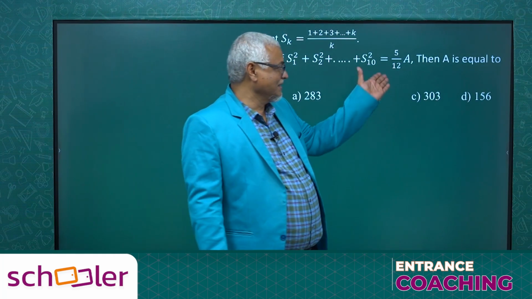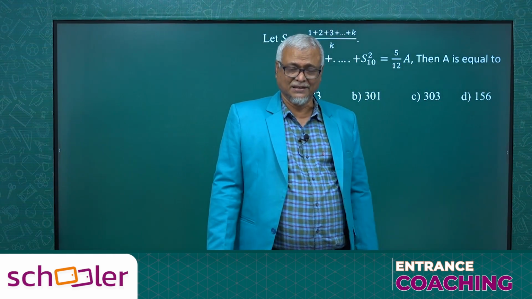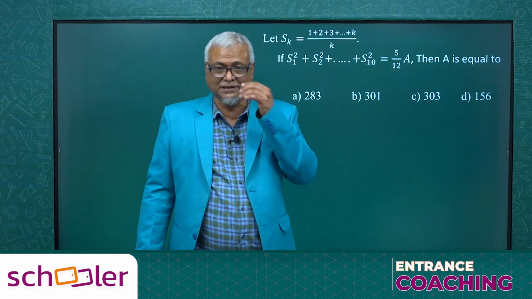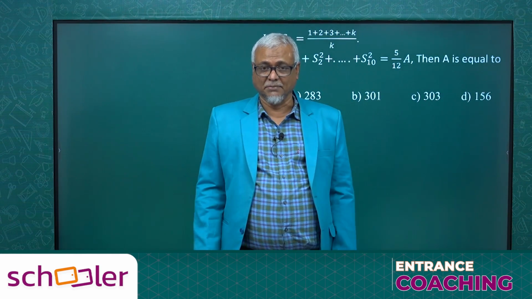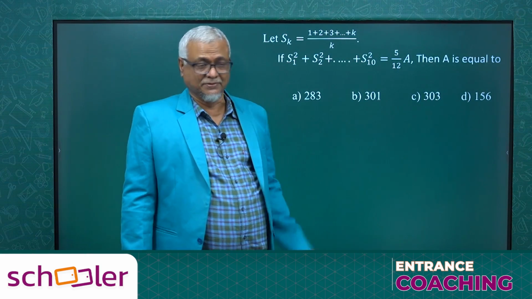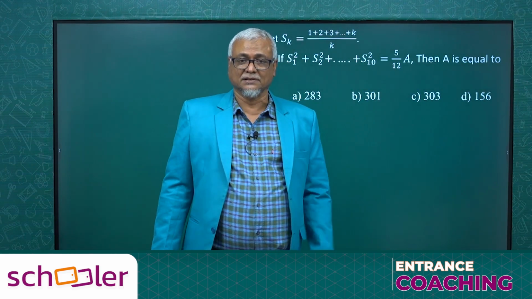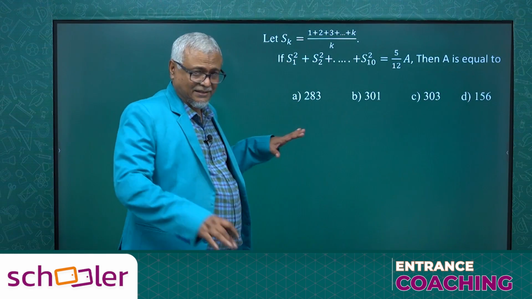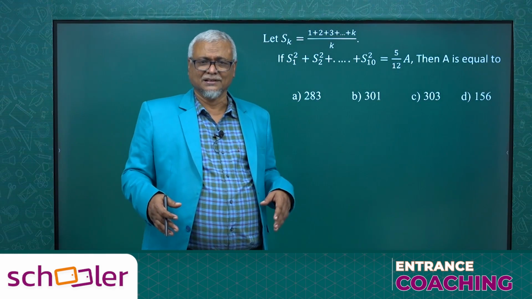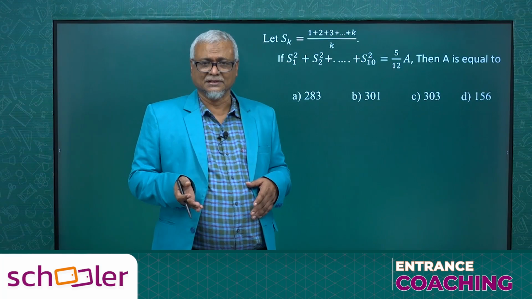Okay, no easiness by giving 5 by 12 a. Maybe 5 by 12 is a factor of the sum. Okay, we can check. Maybe 5 by 12 is a factor of the left side. Then you can find a. But here, I think a little difference. A little difference here.